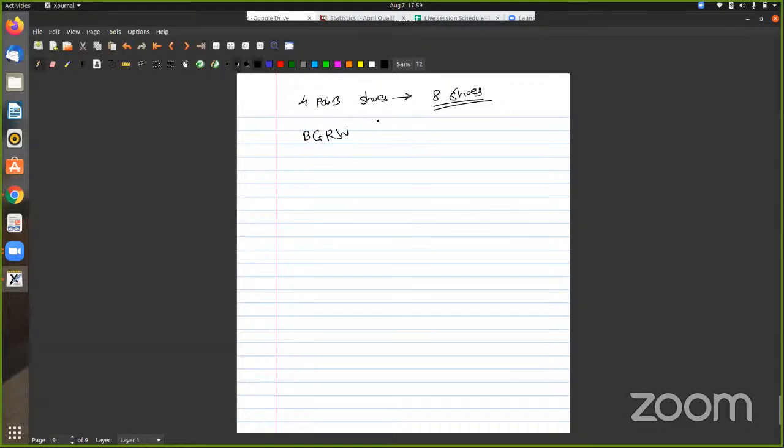Now they asked the question that at least three pairs should have different color. Okay, so can you tell me how you approach this problem?